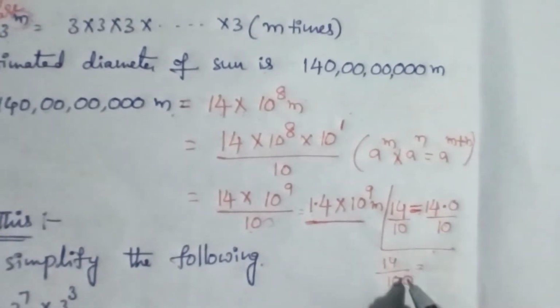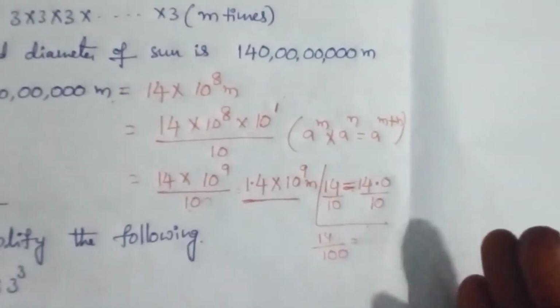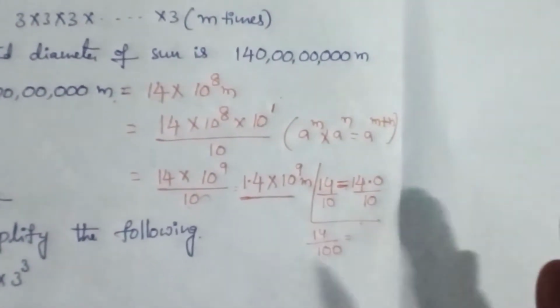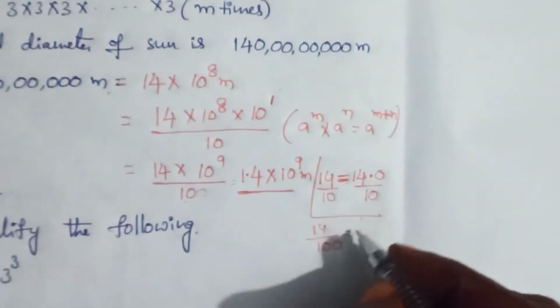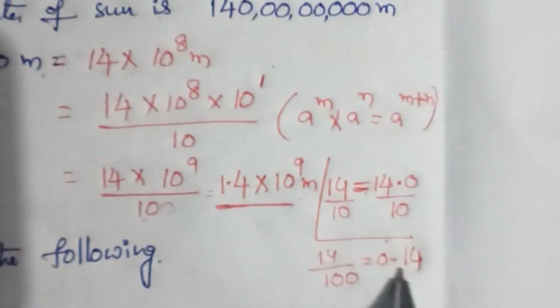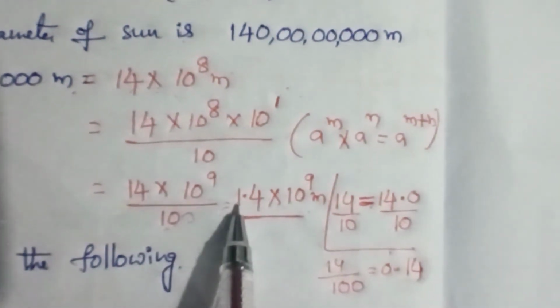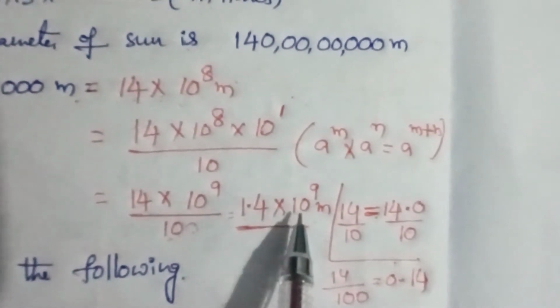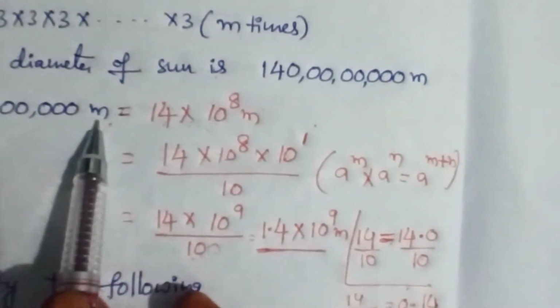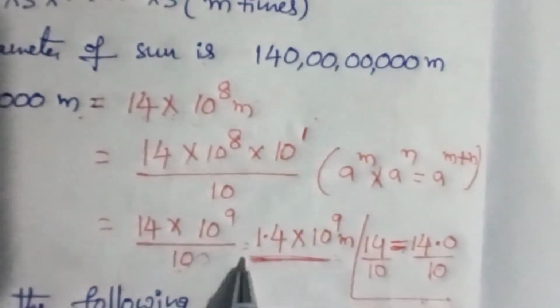The decimal point moves two places from right to left, so you get 0.14. But we have only one zero, that's why I write 1.4 into 10 power 9 meters. This is meters, that's why I wrote meter. Okay, this is the standard form.